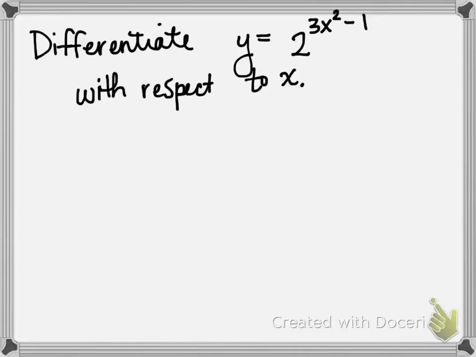All right, here are some examples of differentiating with composite functions using exponential functions. So let's start with this one, y equals 2 to the 3x squared minus 1.